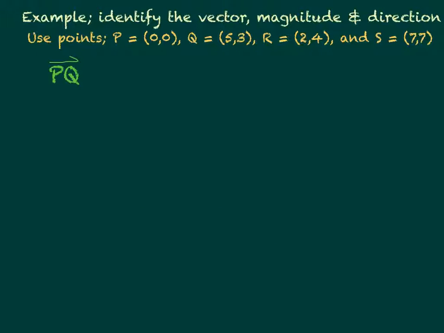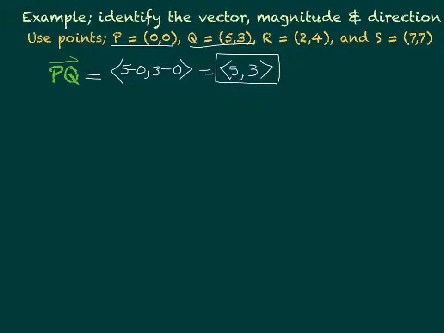Alright, so let's do some examples here. We want to identify the vector, find the magnitude and the direction. It will probably help us to actually sketch out what the vector looks like. So we have vector PQ. We have point P, which is our initial point, and point Q, which is our terminal point. So my vector PQ is going to equal 5 minus 0, comma, 3 minus 0, which is <5, 3>. So that is my vector.